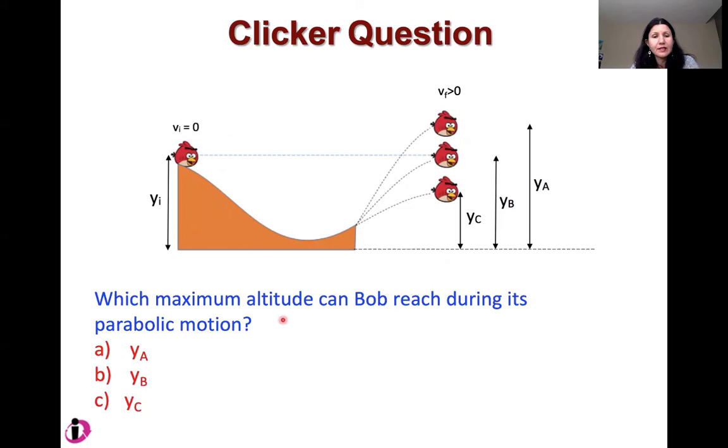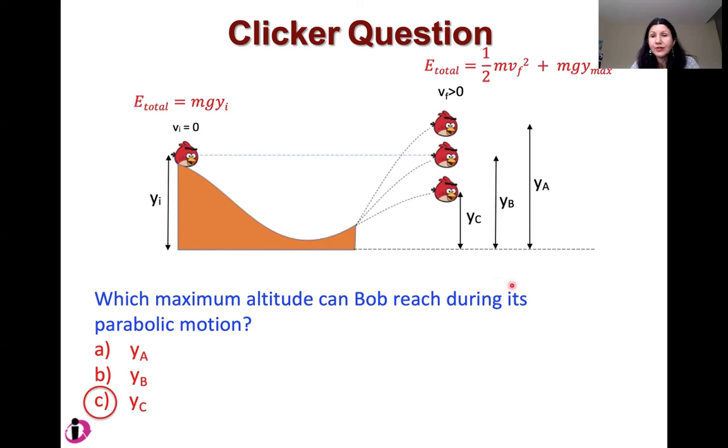So the question is, what's the maximum altitude Bob can reach during this motion at this location? Imagine initially we have some initial height, y sub i for initial, and if you draw a dashed line, y sub i would be the same height. So the question is, at this location, is Bob lower than his initial height, at the same height, or possibly higher? So think about this. Again, use concepts of conservation of energy to answer this.